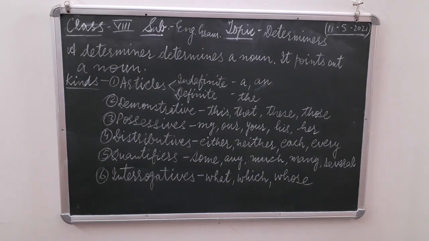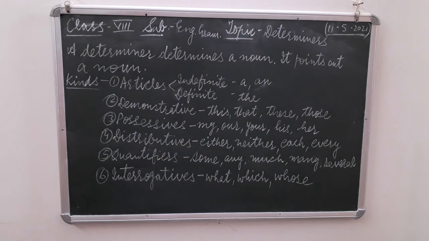Article the is also used before superlative degrees. For example, Mount Everest is the highest mountain peak in the world. High, higher, highest. So highest is the superlative degree. So we use article the before superlative degrees.